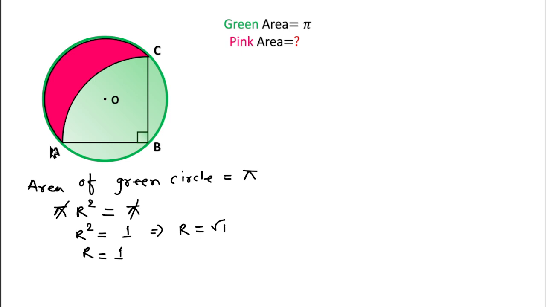Since angle ABC is 90 degrees and points A, B, C lie on the green circle, according to Thales theorem, AC will be the diameter. So what will be the length of AC? AC will be equal to 2 into radius, that is capital R, 2 into 1, that means 2 unit. So the diameter of this green circle is AC, which is equal to 2 unit.